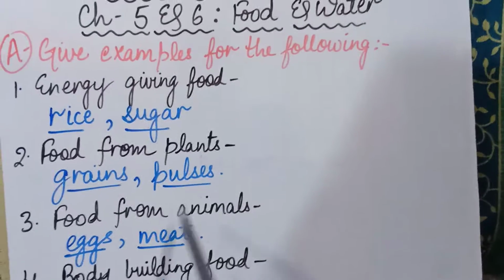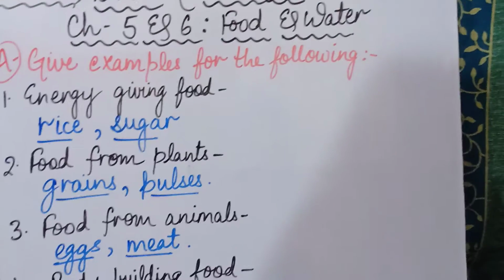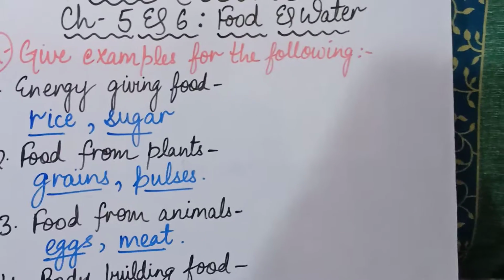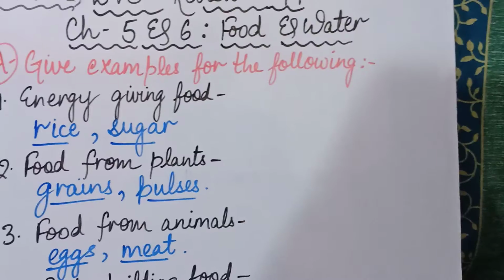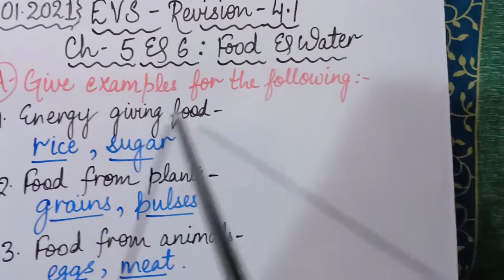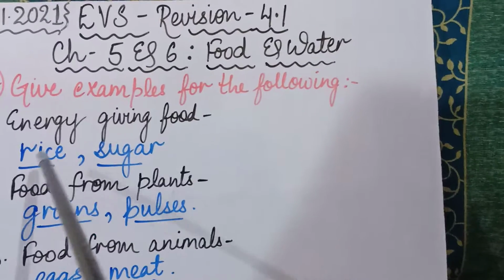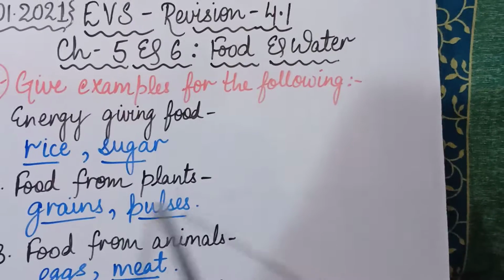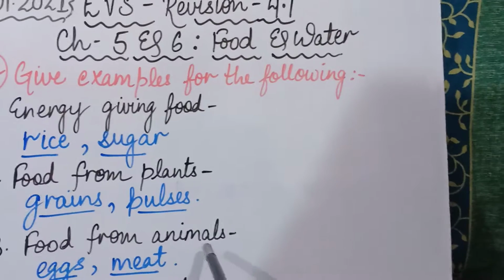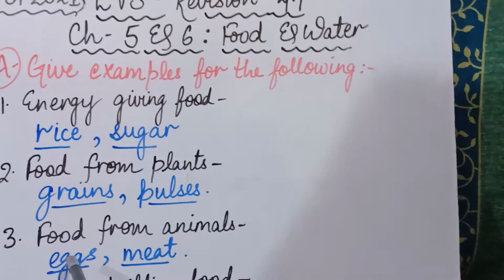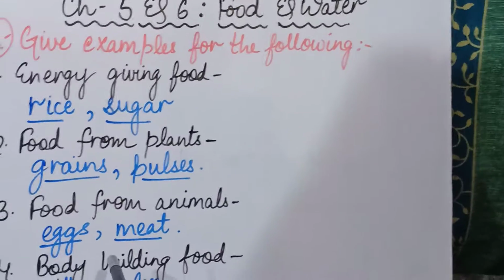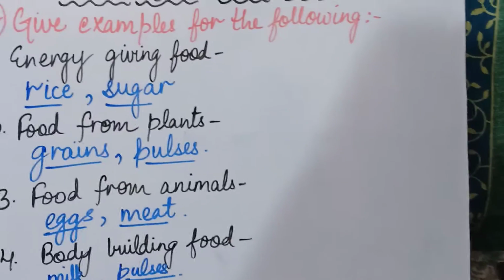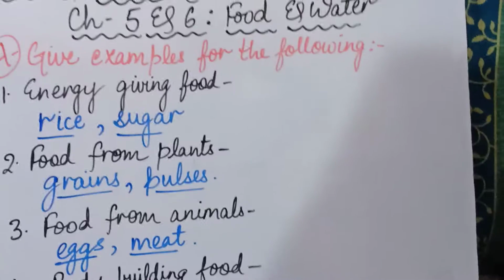Is that clear? So once again children, I am repeating this exercise. I hope you all have understood. Make sure that you listen to it very carefully. First one is energy giving food, 2 examples are rice and sugar. Second is food from plants, 2 examples are grains and pulses. Third is food from animals, examples are eggs and meat. Fourth is bodybuilding food, examples are milk and pulses. Is that clear to you all children? I hope this exercise is very clear to you all.